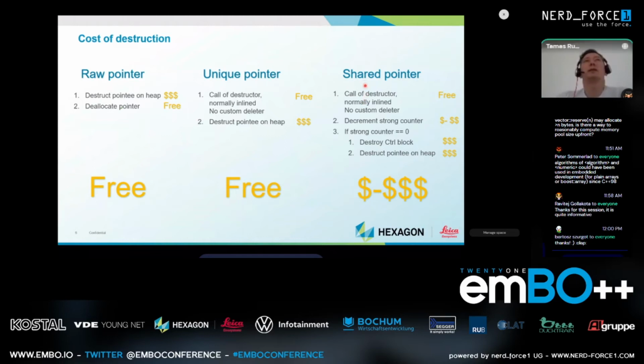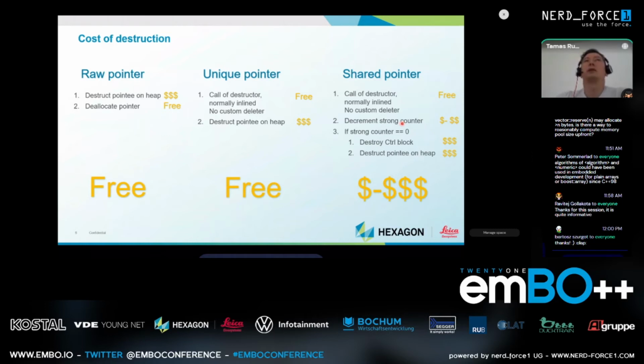We have a quite complex situation again with the shared pointer, because for the shared pointer, again, we don't consider here using custom deleters. And then in that case, the destructor is inlined. And then what we have to do, we will have to decrease the strong pointer count, because the shared pointer is destroyed. So that's why we will have to decrease the strong pointer count. I put here $1 to $2 signs.